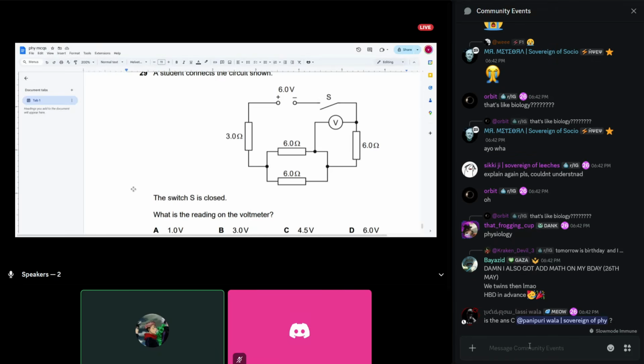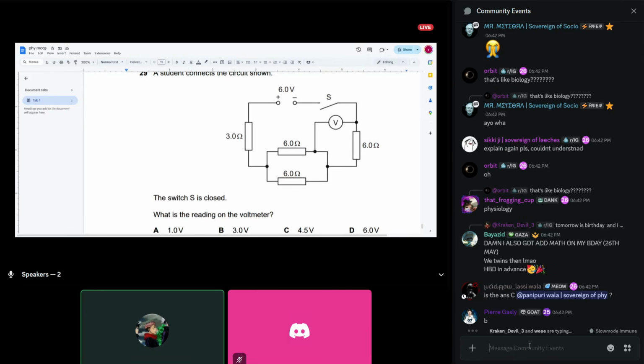This is just potential difference. You just have to consider the right combinations. The answer is not C. The answer is B.